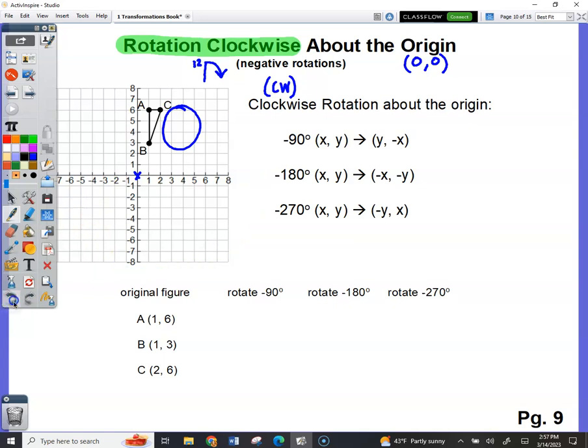What if I said I was rotating 270? So that's 90, 180, 270. Does that make sense? So 90 means 1 quadrant over. 180 means 2 quadrants over. 270 means 3 quadrants over, right?